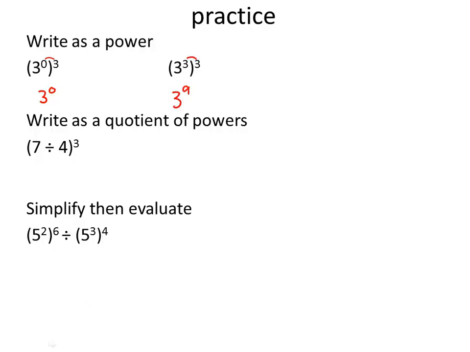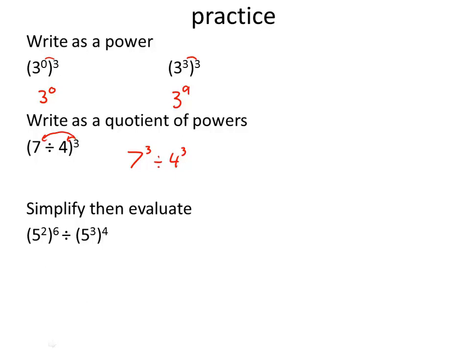Now we're going to write as a quotient of powers. So we have 7 divided by 4, and just like we just learned, we can pull these numbers in right here. Okay, so this would be 7 to the power of 3 divided by 4 to the power of 3. Okay.